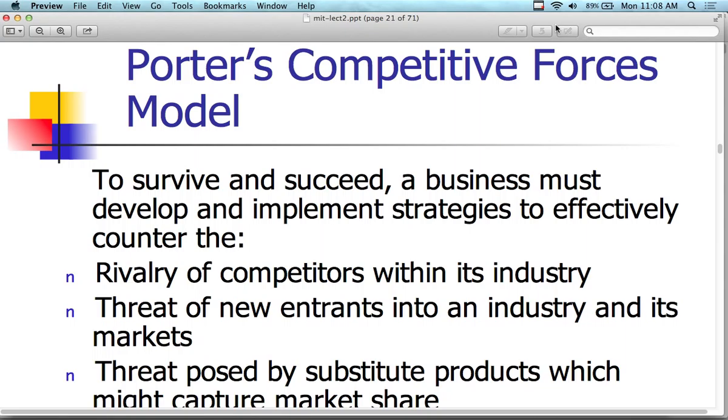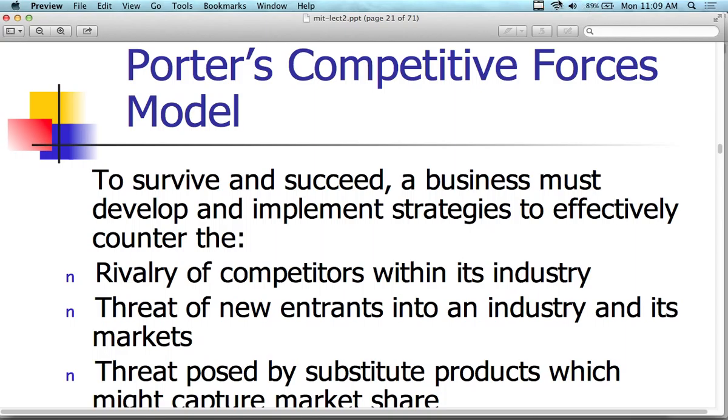And last time, just to refresh your memory, I was talking about Porter's competitive forces. I stopped on slide 33. I'm going to get there, but before I do that, I thought maybe I'd refresh your memories because it has been a week. It's kind of weird to start in the middle of a lecture, so I thought I'd just recap a little bit.